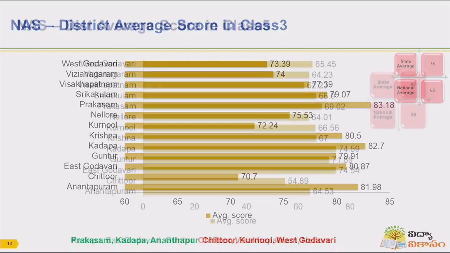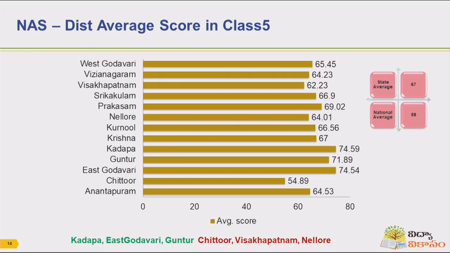Whereas in class 5, Kadapa again, East Godavari and Guntur are the top performing districts, and Chittoor, Visakhapatnam and Nellore need major improvement, but there are only very slight differences. Very close together.